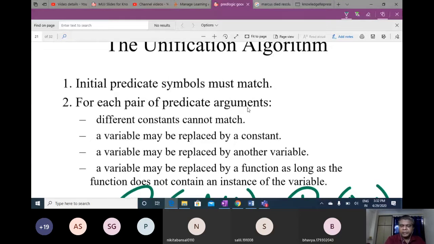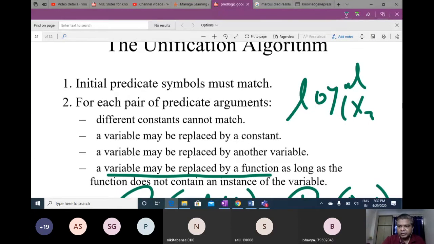A variable may be replaced by a function. If one term is fx3 and another is x2, so there are two different variables, x2 can replace fx3. That is not a problem, but x3 cannot replace fx3.